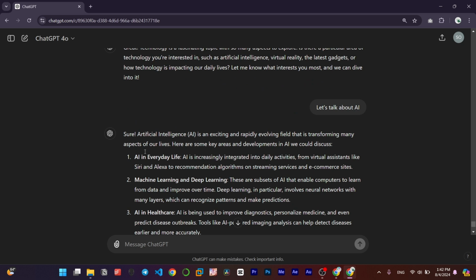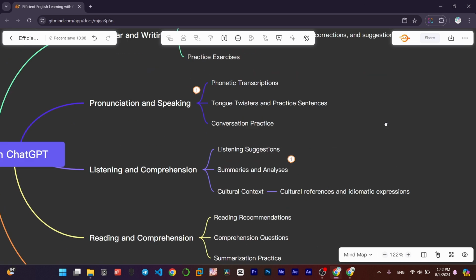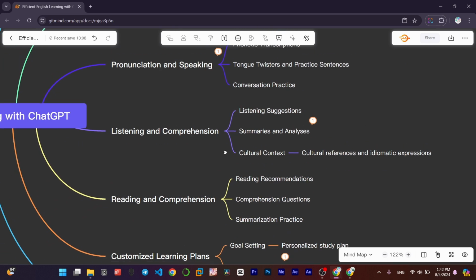But again, you can change it based on your requirements, based on the direction that you require for your learning process. So don't worry, you can change it. Ask it for another perspective.